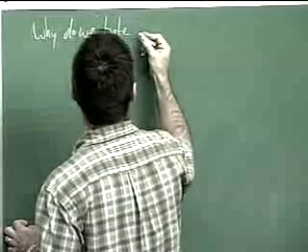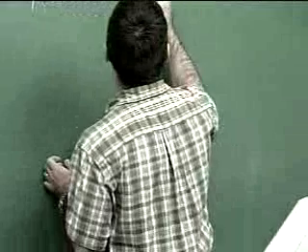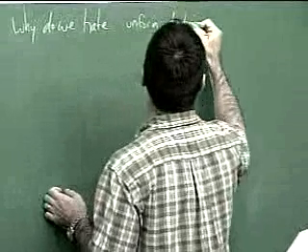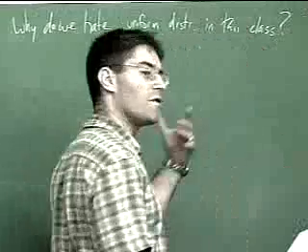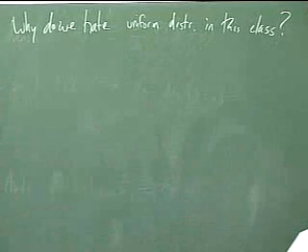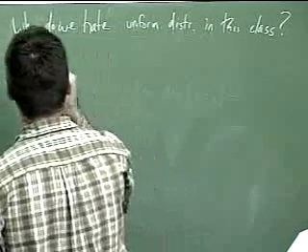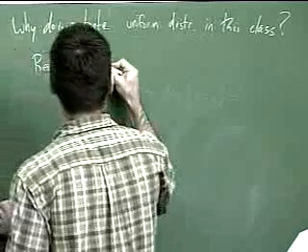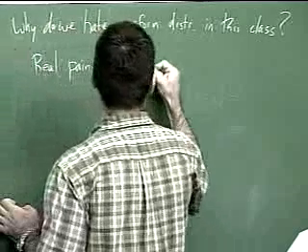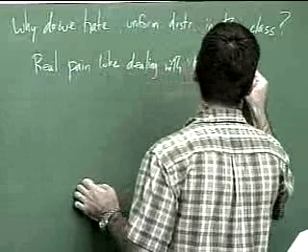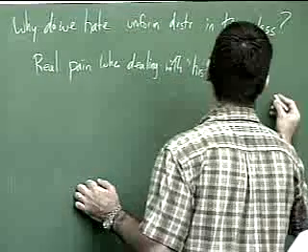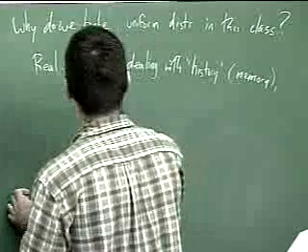Okay, why do we hate the uniform distribution in this class? You're going to see we love the exponential distribution. But why do we hate the uniform distribution? Because it's a real pain when dealing with history. Also memory or conditional probability.